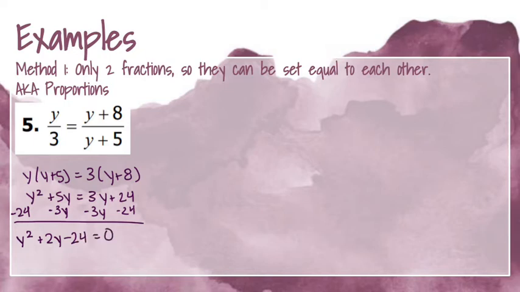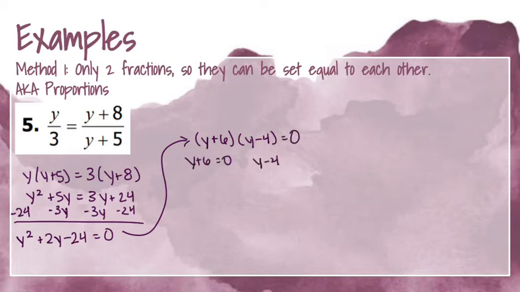Then we want to factor this. Remember, when we factor, we want things that multiply to get negative 24 and add to get 2. So we are going to get y plus 6 times y minus 4 equals 0. Then we set each one equal to 0 and solve.